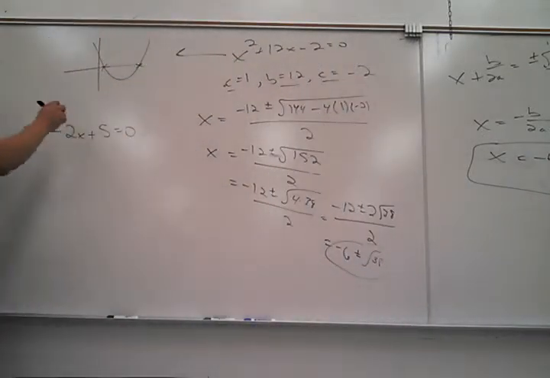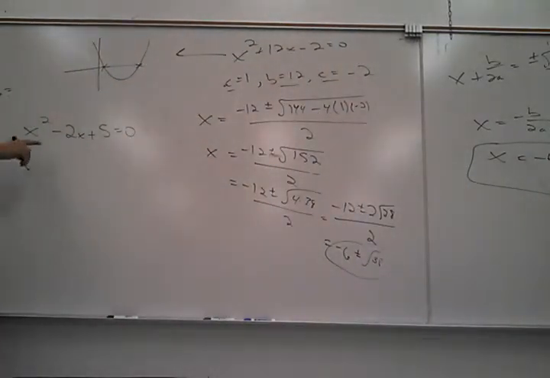So how did I know that? Well, what's b? Negative 2. What's a and c? What's a? 1. C is 5. So what's b squared minus 4ac? 4 minus 4 times 1 times 5. So 4 minus 20. I know it's going to have complex answers because my b squared minus 4ac is negative, the part that's under the radical.